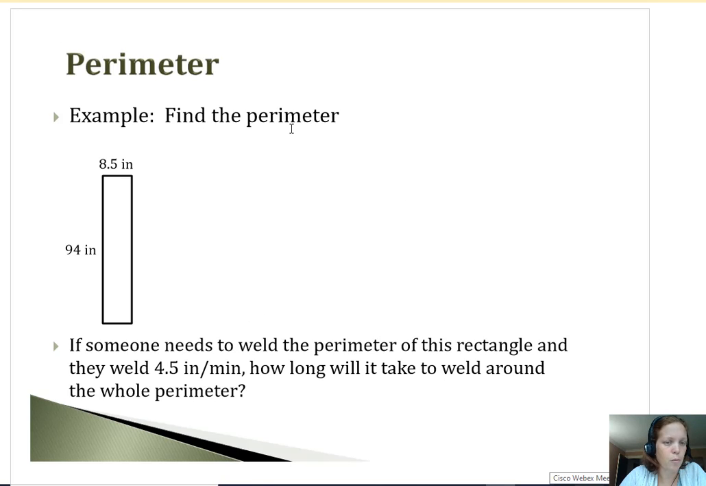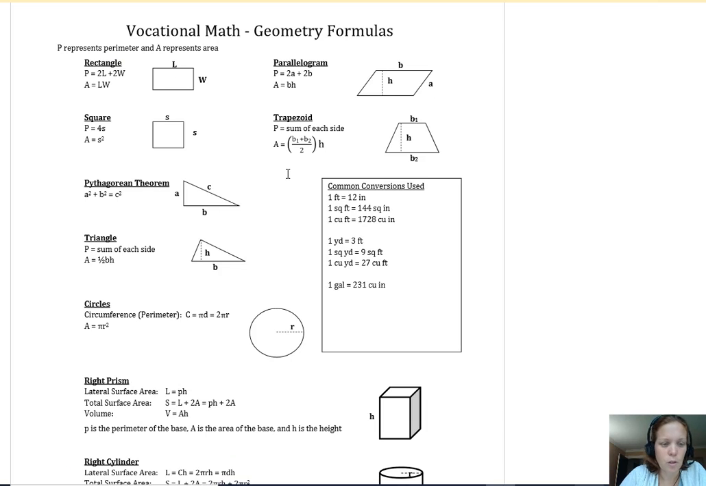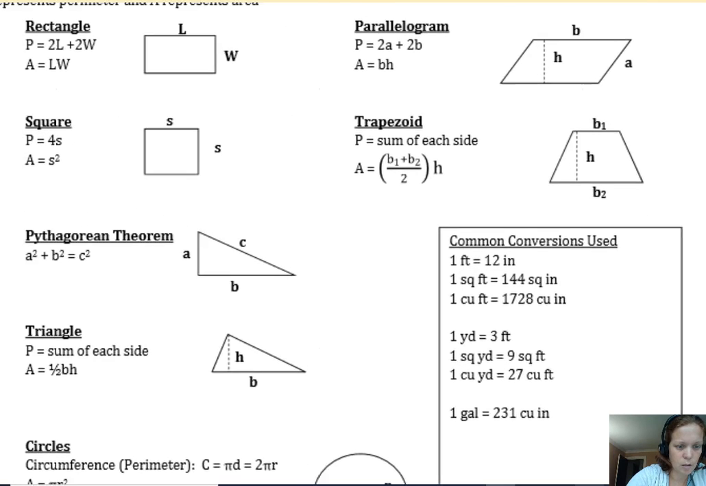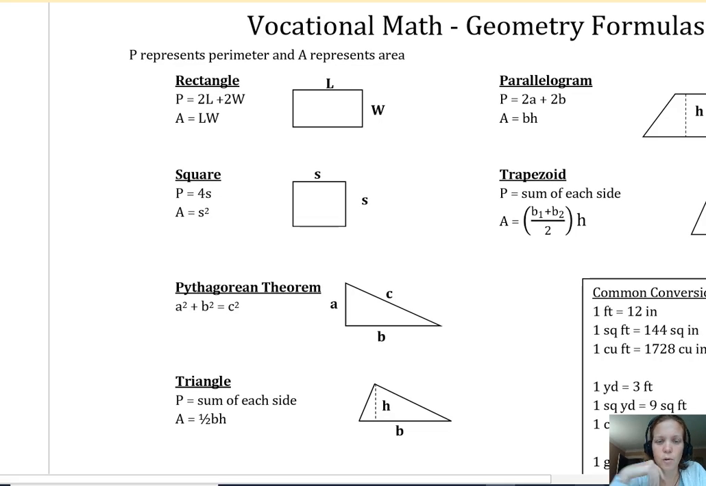So first we're going to look at perimeter, and we're going to start with just shapes that have straight sides. Sometimes they're called polygons, just basically things that aren't circular first. So if we look at the formula sheet, kind of the top half, there's some formulas here for perimeter. So whenever it's P, we're talking about perimeter.